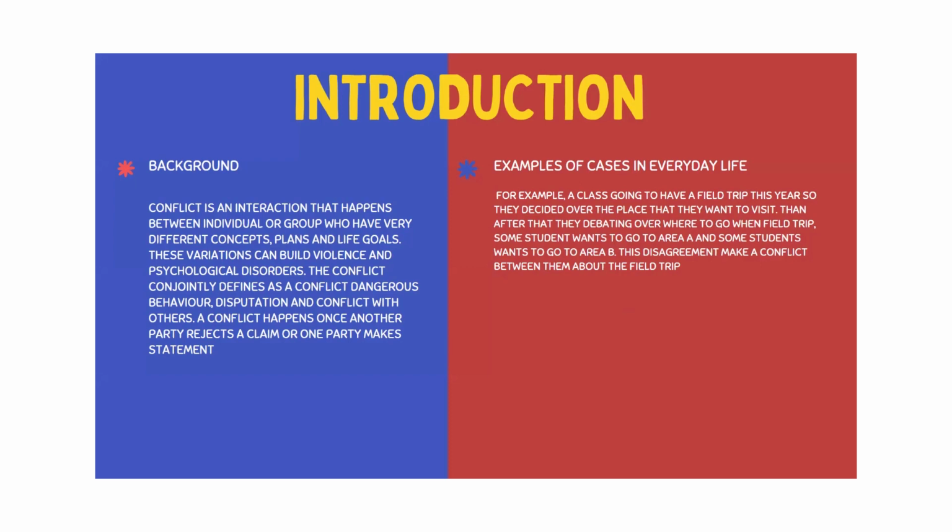Conflict is also defined as dangerous behavior, disputations, and conflict with others. A conflict happens once another party rejects a claim or one party makes a statement. So the example of conflict is, a class is going to have a field trip this year, so they decided over the place that they want to visit. Then after that, they're debating over where to go on the field trip. Some students want to go to area A, and some students want to go to area B. Disagreements make a conflict between them about the field trip.